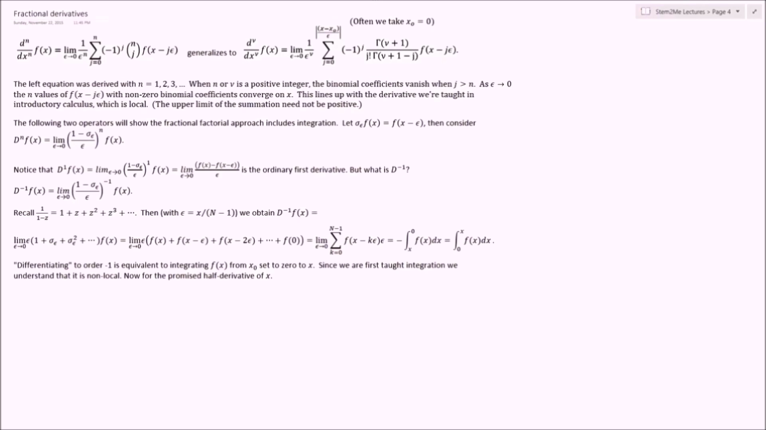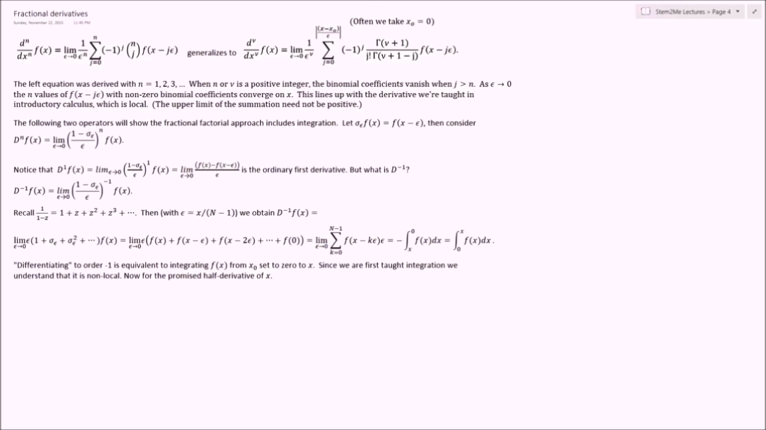We can sum to the absolute value of x minus x naught over epsilon. So one thing to notice about this symbol is that when n is an integer, the binomial coefficients vanish when j exceeds n. As epsilon tends to 0, the n values of f of x minus j epsilon with non-zero binomial coefficients converge on x. This lines up with the derivative that we were taught in introductory calculus. Those derivatives are local, and so are these, because of special reasons. We are still evaluating them non-locally.